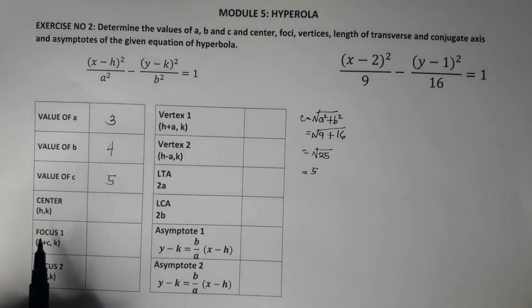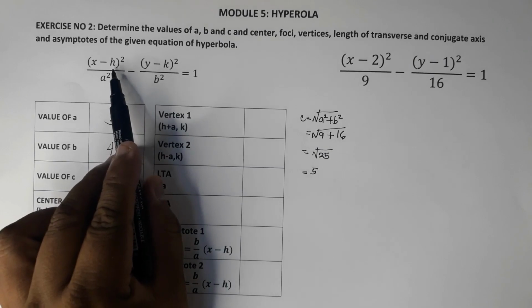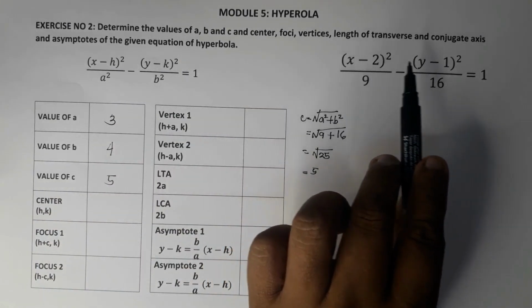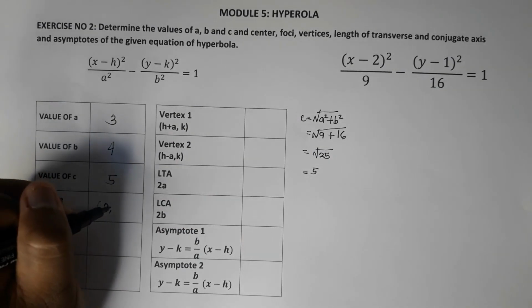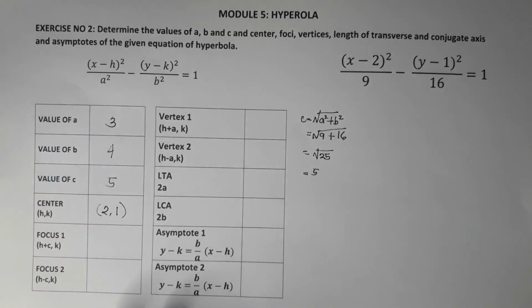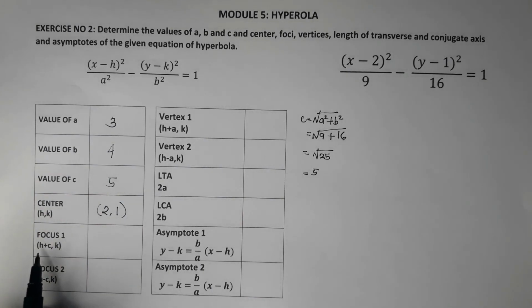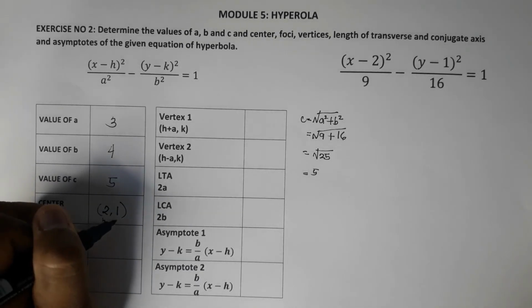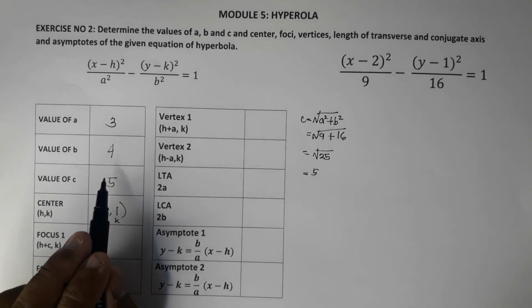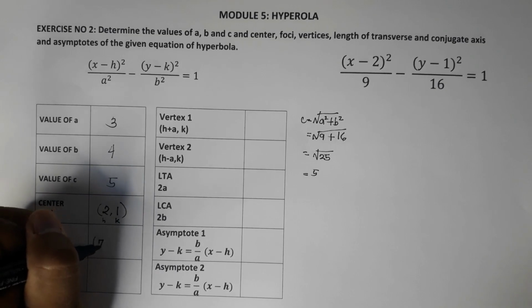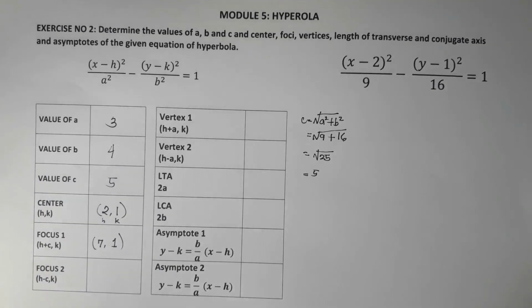Alright. Next, we identify our center H, K. So our H and K, titignan natin siya dito. We have 2 and 1. So therefore, my center is at 2, 1. Alright. We go now to our focus. It says here, focus is H plus C. So my H is 2. Ito yung H ko ha. Ito yung K. H plus C. So that's 2 plus 5. That makes it 7. And my K is at 1.